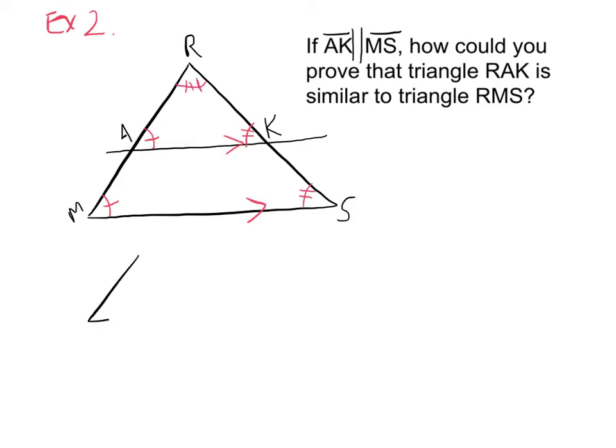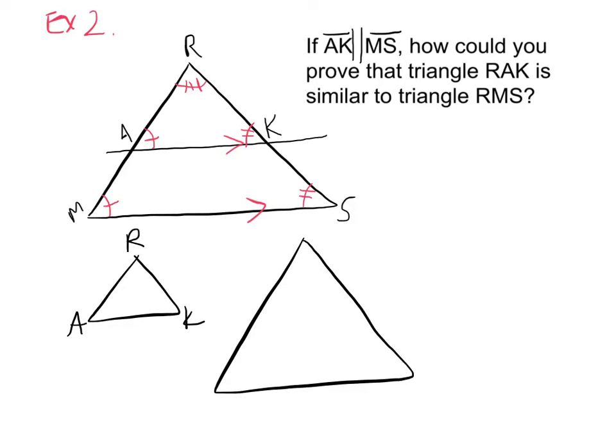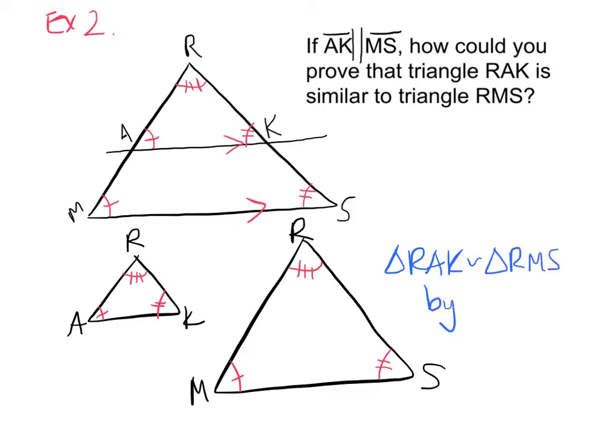I'm going to go ahead and draw these separated. So this is triangle RAK, and here's the big triangle RMS. Now if I put all those markings back on, and this is the 3, this is the 1 congruency, and this is the 2 congruency mark. The question is, how could I show that these 2 triangles are similar? Well, they have 2 angles that are congruent. Now, they actually have 3, but I only need 2 to prove that they're similar. So I would say triangle RAK is similar to triangle RMS by the angle-angle similarity.